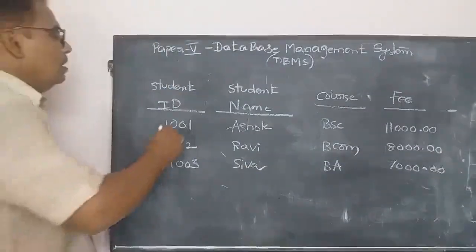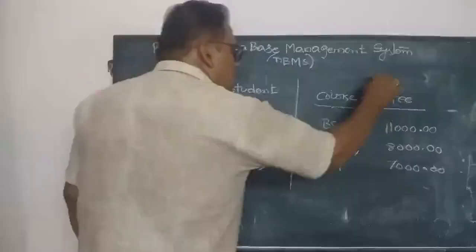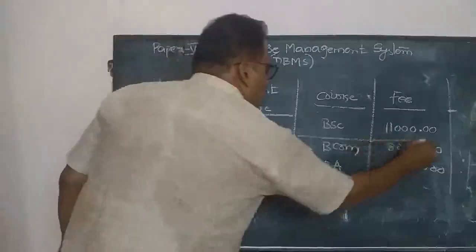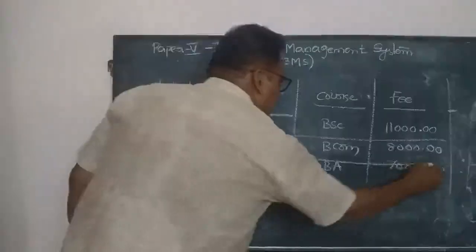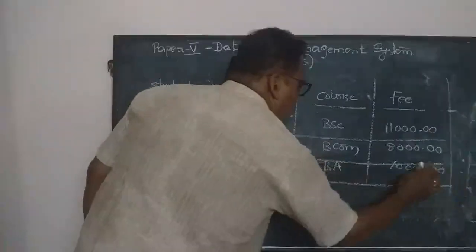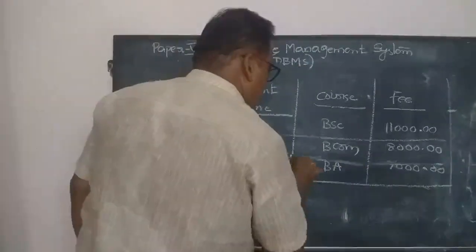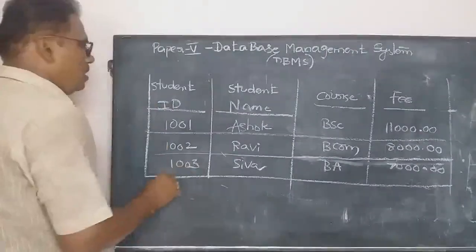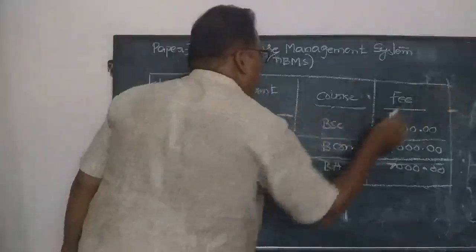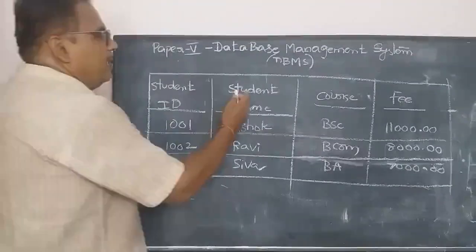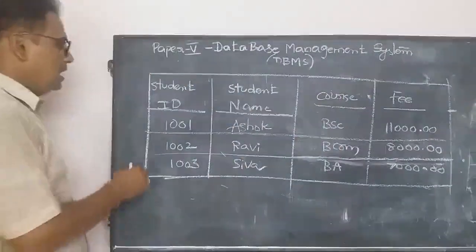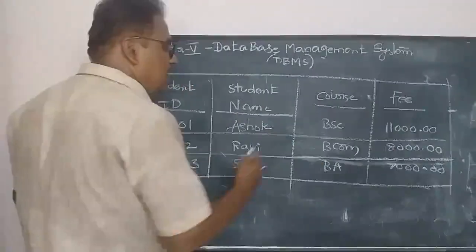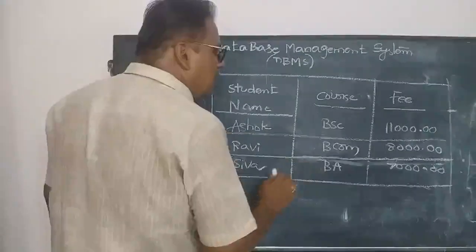Now, here there are 4 fields, and how many records? There are 3 records. This is field 1, field 2, field 3, field 4, and this is record 1, record 2, record 3. Combination of fields is called a record, and combination of records is called a table.